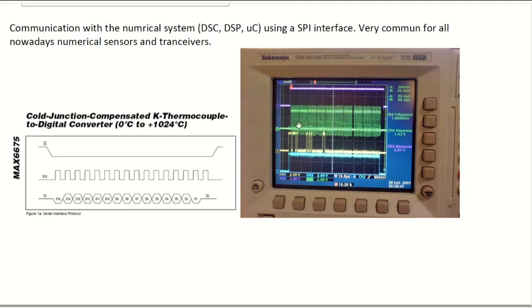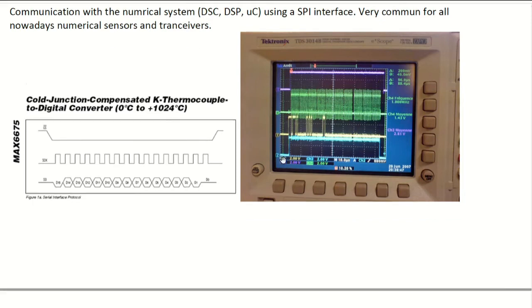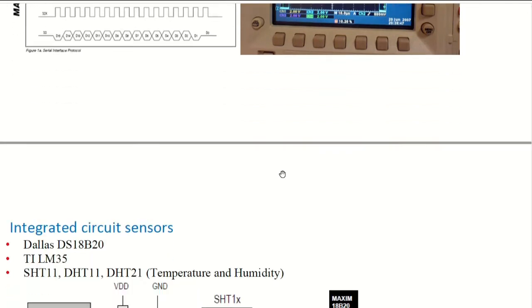As you can see here, you have the clock, and you have the answer on the MISO, slave output master input. And this information is then stored and acquired by the microcontroller.